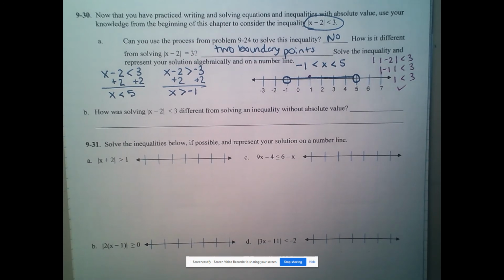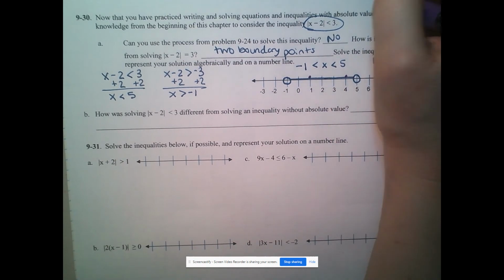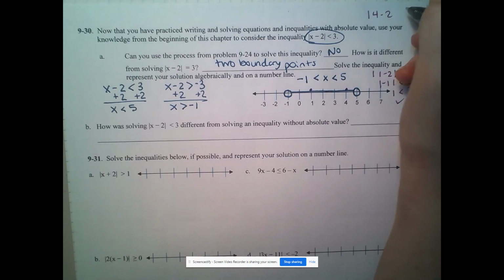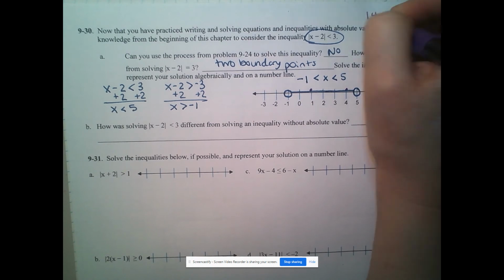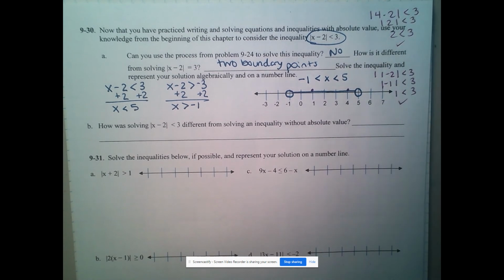And if you're someone like me, you're probably going to do it again. You're probably going to check another number like 4 and say, is the absolute value of 4 minus 2 less than 3? Is the absolute value of 2 less than 3? Yay, 2 is less than 3. So 2 different numbers that I picked inside that interval work.